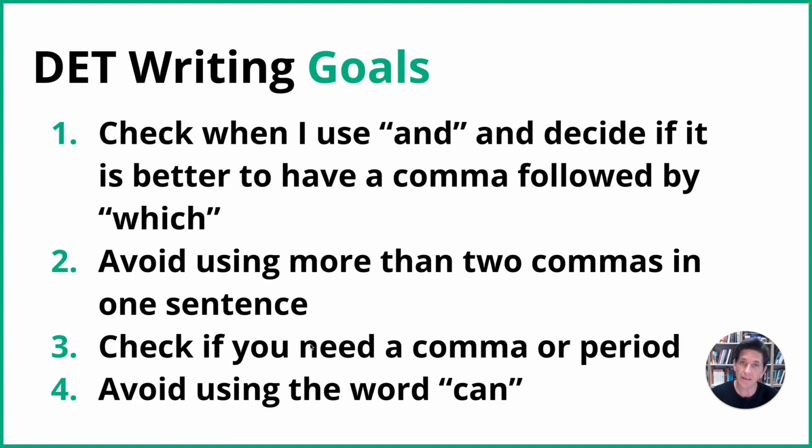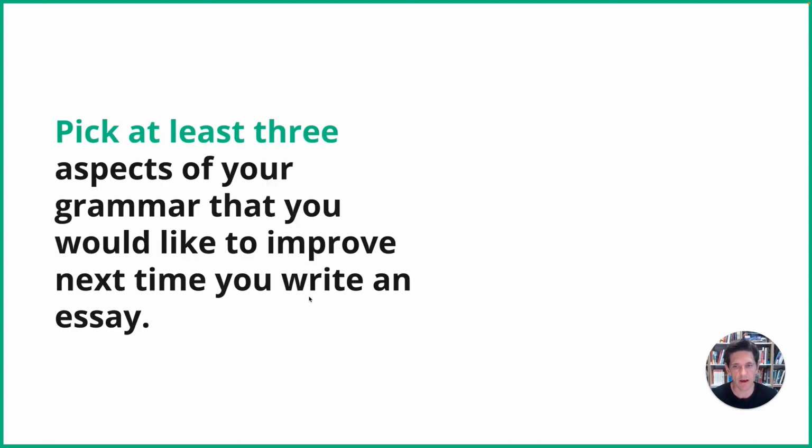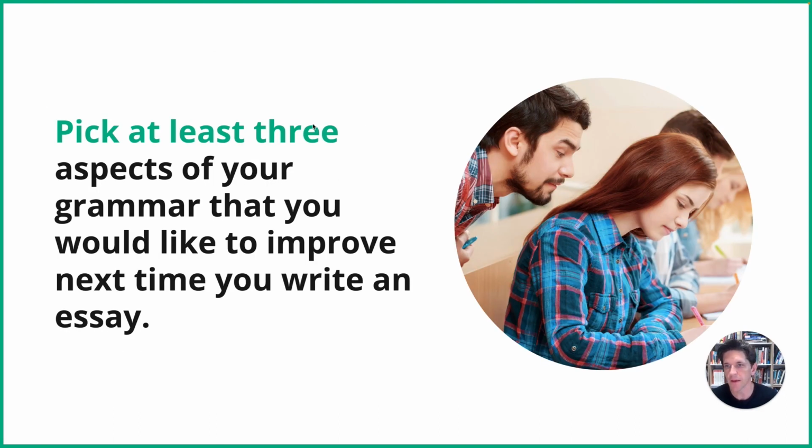And so next time when I go to write, I'm going to think about these things while I'm writing and check if I make the same mistake again. I'm particularly going to pay attention to commas if I'm using too many in one sentence, and also if I can maybe avoid using the word "can" when I don't need it. So those are some things that I notice from putting it into Grammarly. So you see how this can really help you. Pick at least 3 aspects of your grammar that you would like to improve next time you write an essay. So pick a couple that you would like to improve.